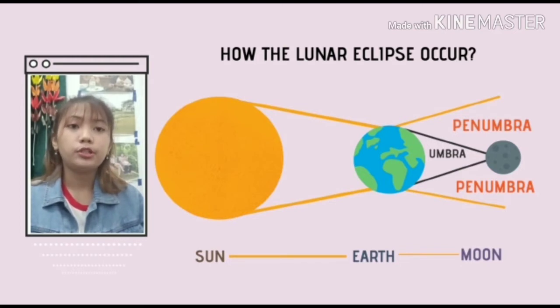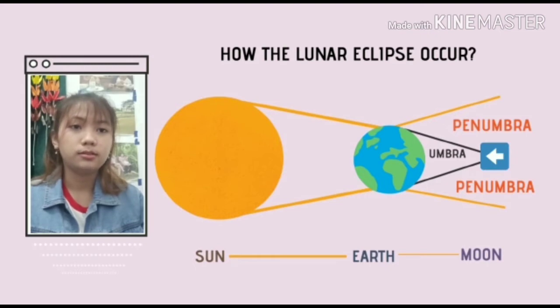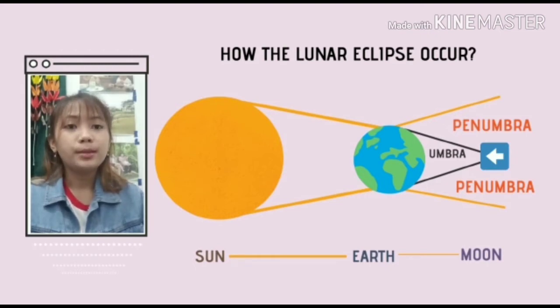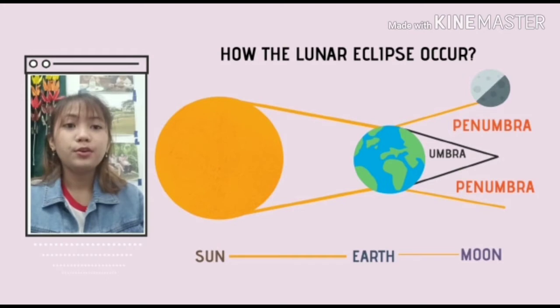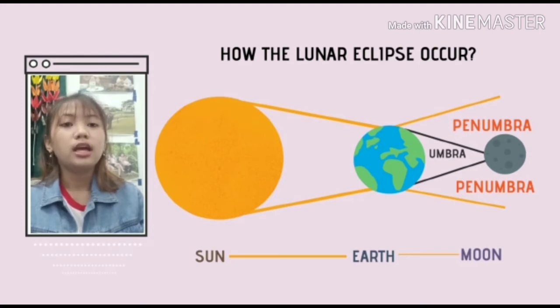The eclipse produces two types of shadow, the brighter shadow called penumbra and the darker shadow called umbra. When the moon reaches the corner of the penumbra, we call it a partial lunar eclipse. And when the moon reaches the penumbra, we can call it a penumbral lunar eclipse. And when the moon reaches the umbra, which is the darker side, we call it a total lunar eclipse.